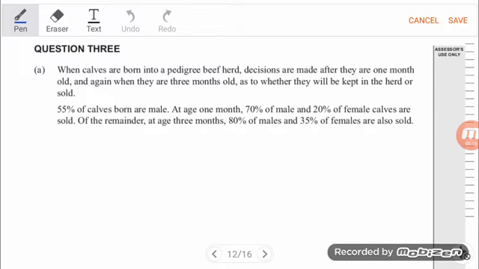Question 3. When calves are born into a pedigree beef herd, decisions are made after they are 1 month old and again when they are 3 months old as to whether they will be kept in the herd or sold. 55% of calves are born male. At the age of 1 month, 70% of male and 20% of female calves are sold. Of the remainder, at age 3 months, 80% of males and 35% of females are also sold.